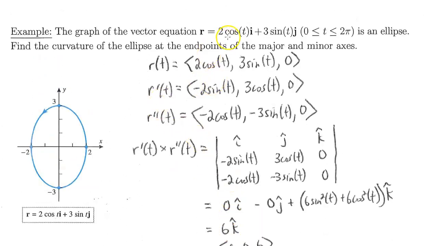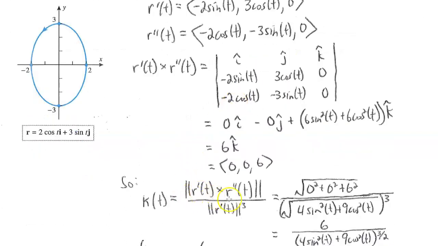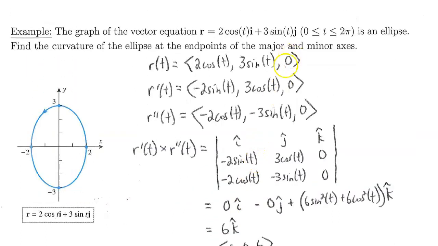Here's r of t, our original one. I've written it in bracket notation: 2 cosine t, 3 sine t, 0. Notice I put a 0 for the k component, because we're in 2-space and we're going to do a cross product, we need our vector-valued functions to actually be in 3-space.